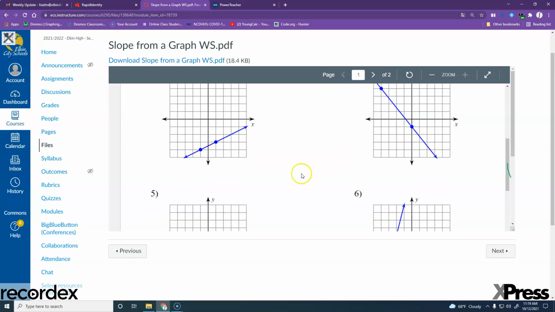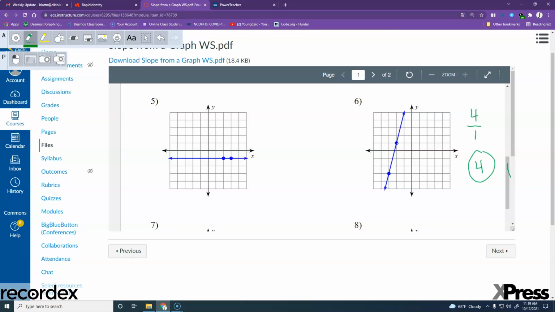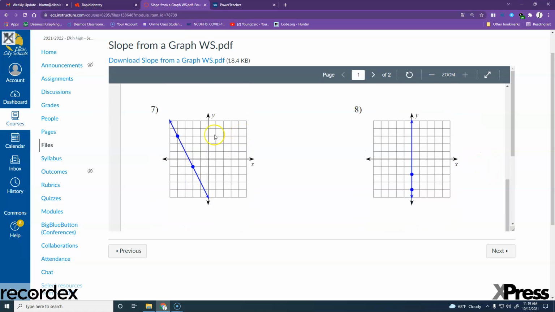All right. 5 we did together, it was 0. Jada, what did you get for number 6? 4/1. What is 4/1? What is 4 divided by 1? 4. So we would just write 4 as our answer here. Although technically it is correct to have 4/1, it just looks better if we go ahead and divide that and just get 4. Makes us look like we know what we're doing a little better there. For 7, Owen, what did you get for 7?